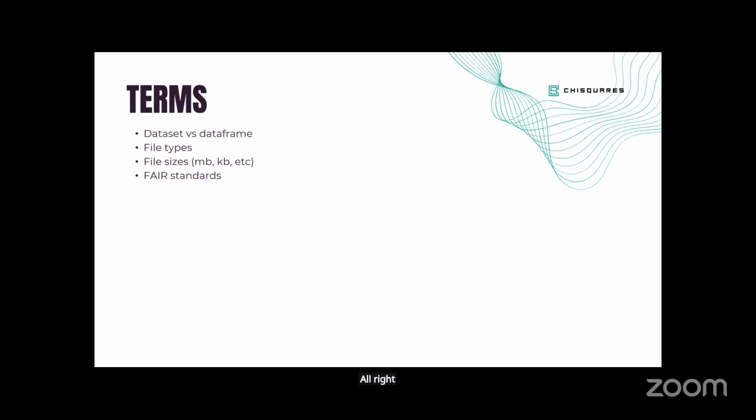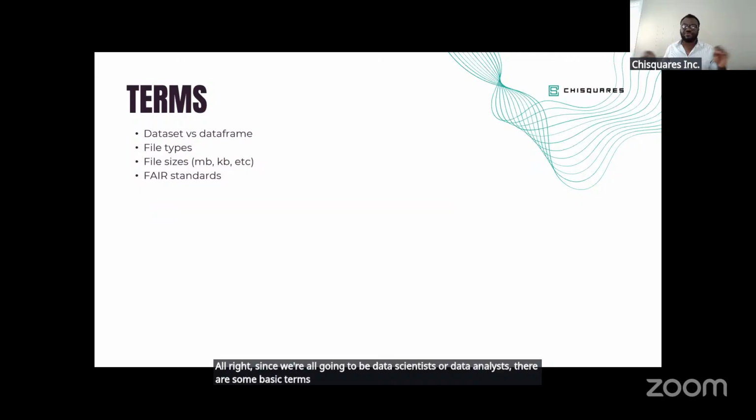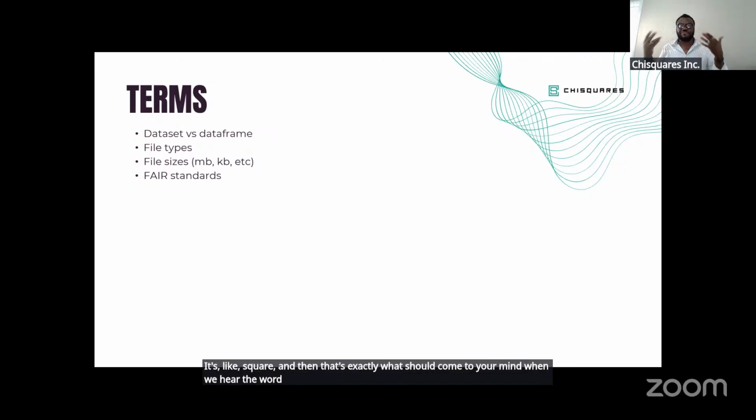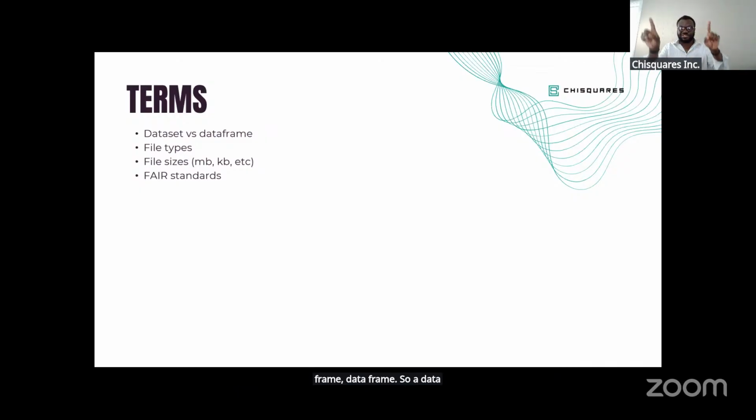All right, since we're all going to be data scientists or data analysts, there are some basic terms, not many of them, that we need to be on the same page. So we'll talk about data sets and data frame. Anything that has data is a data set, right? But not all data sets are data frame. A data frame, think of a picture frame. A frame on the wall always has, it's like a square, and that's exactly what should come to your mind when we hear the word frame, data frame. So a data frame is a squarish data set that has rows and columns.